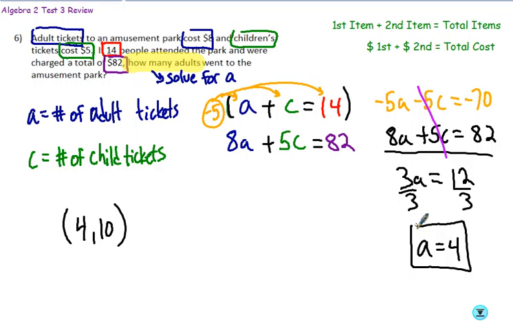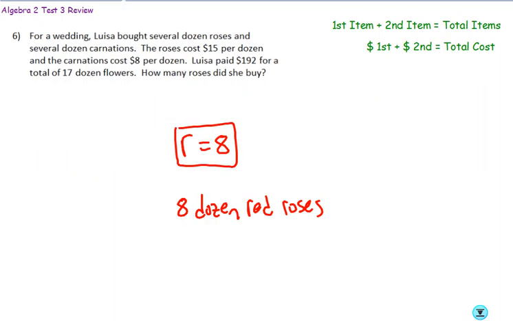All right, so go ahead and pause now and try number 6. And let's see what you got for number 6 now that you should have that finished. We were solving for how many roses, so you should have got that there were 8 dozen red roses. Your 2 items in this one, the first was roses, the second was carnations. All right, so that finishes up number 6. Let's go ahead and go over to the next page and look at some graphing.